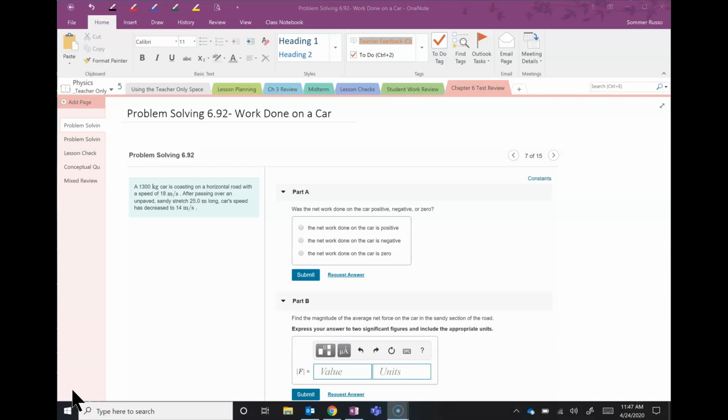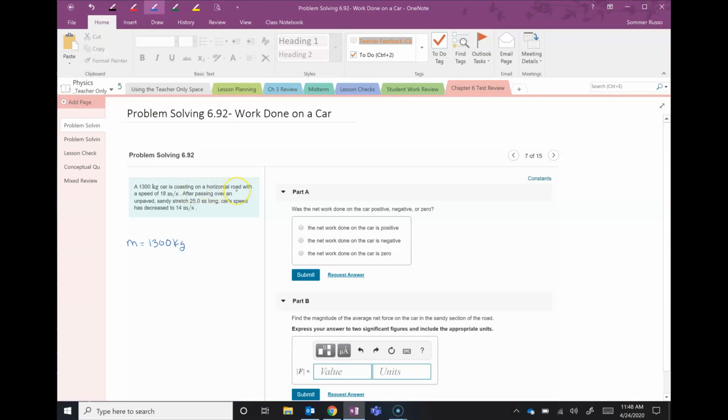All right, so we have this one. This was the one I saw the most issues with, so let's go ahead and get started. We have a 1,300 kilogram car. That tells us that we have a mass.